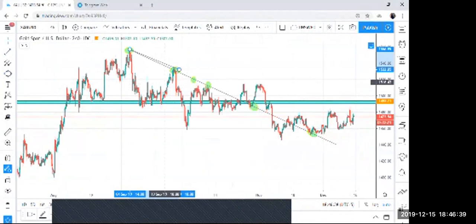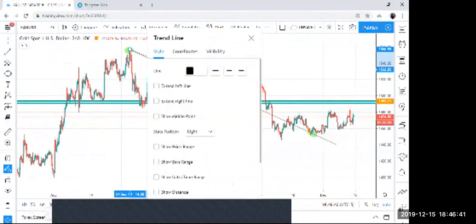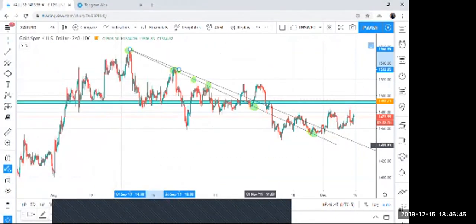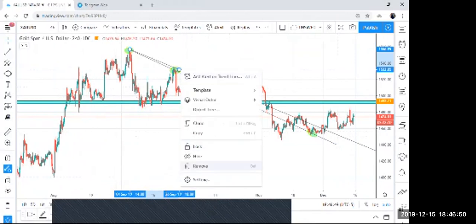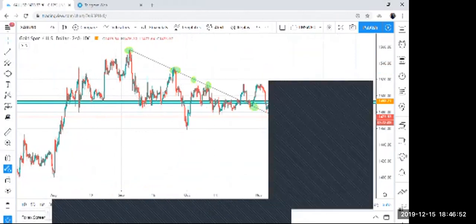Let's go to settings, extend the right line. You see it popped up over here on the side. Let's just remove that.